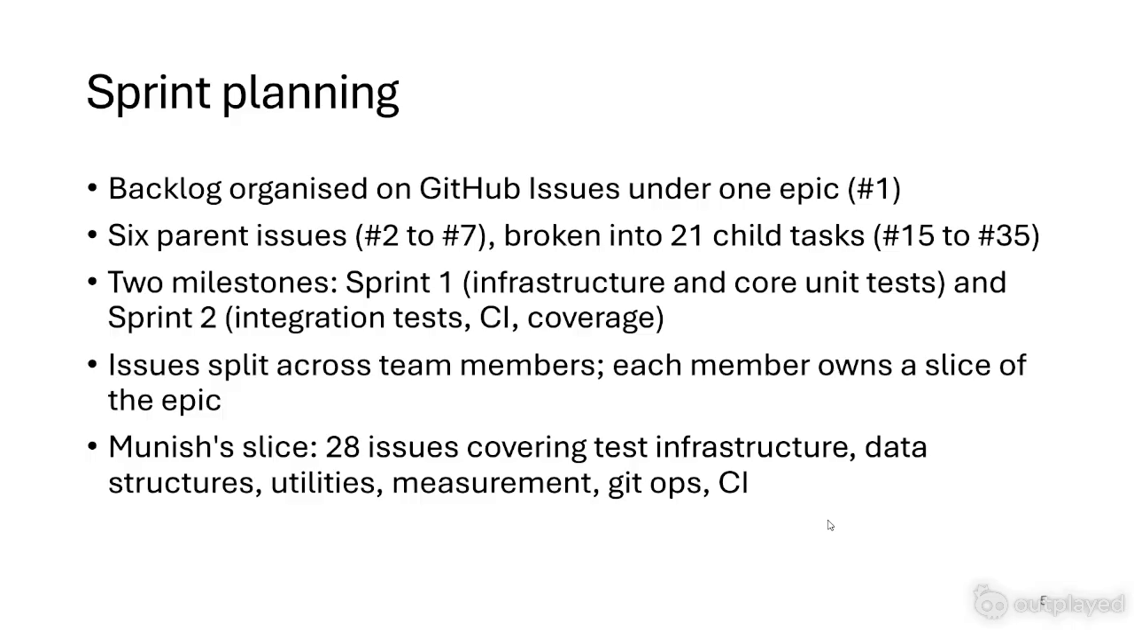In terms of sprint planning, there was a backlog on GitHub issues under our Epic 1. That's where we addressed those. There were six parent issues, which were issues 2 through 7, or Epics 2 through 7 for us, that were then broken into 21 child tasks. We had two milestones in general: Sprint 1, which was infrastructure and core unit tests, and Sprint 2, which was our integration tests, CI, and coverage.